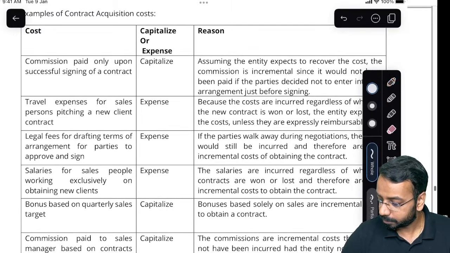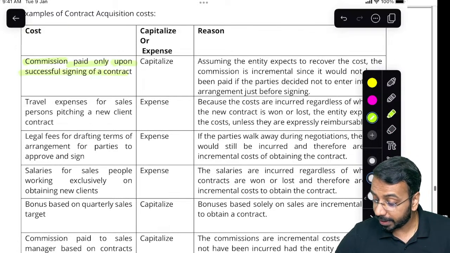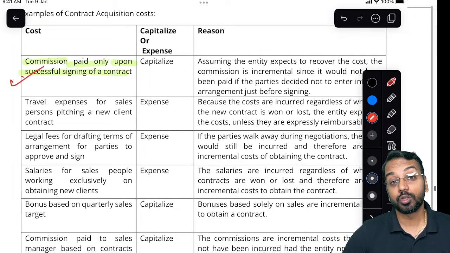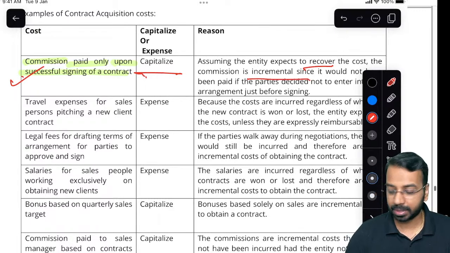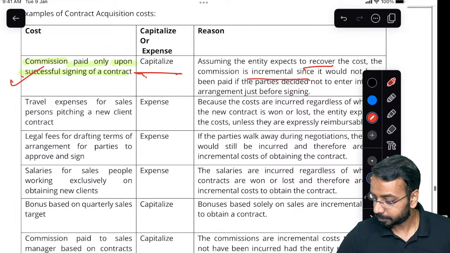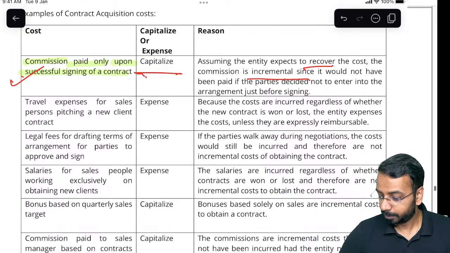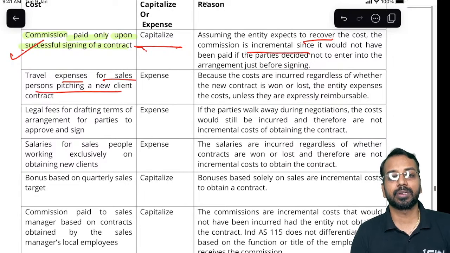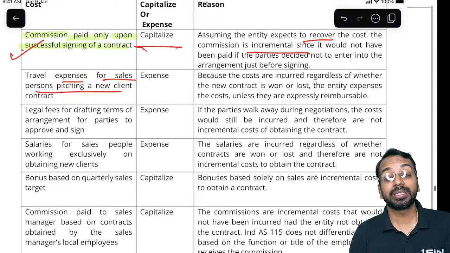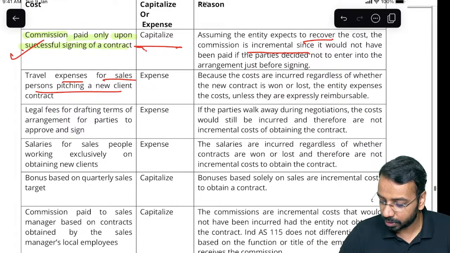Commission paid upon successful signing of the contract. Now this will be paid only when you sign the contract. So if you sign the contract, you will capitalize, as the entity expects to recover the cost and the commission is incremental. Then travel expenses for salesperson. So I have a salesperson, he will travel from one place to another. That expense I will not be able to capitalize, because whether or not I get an order, I have to incur that expense. So this will be expense.